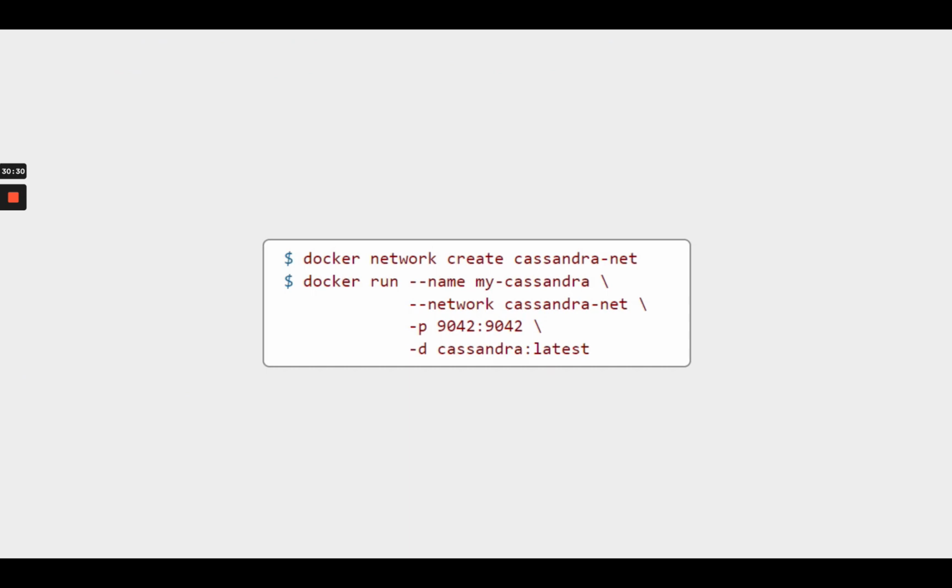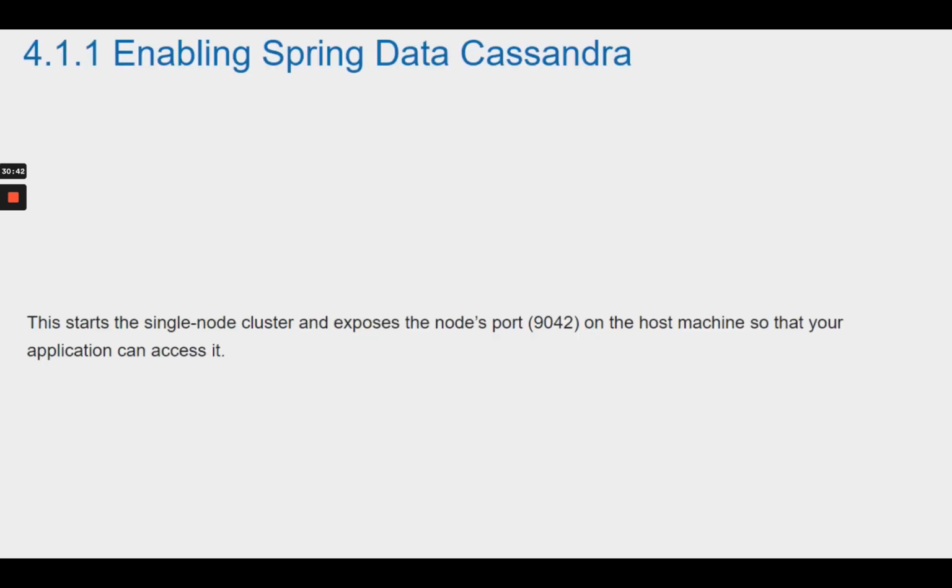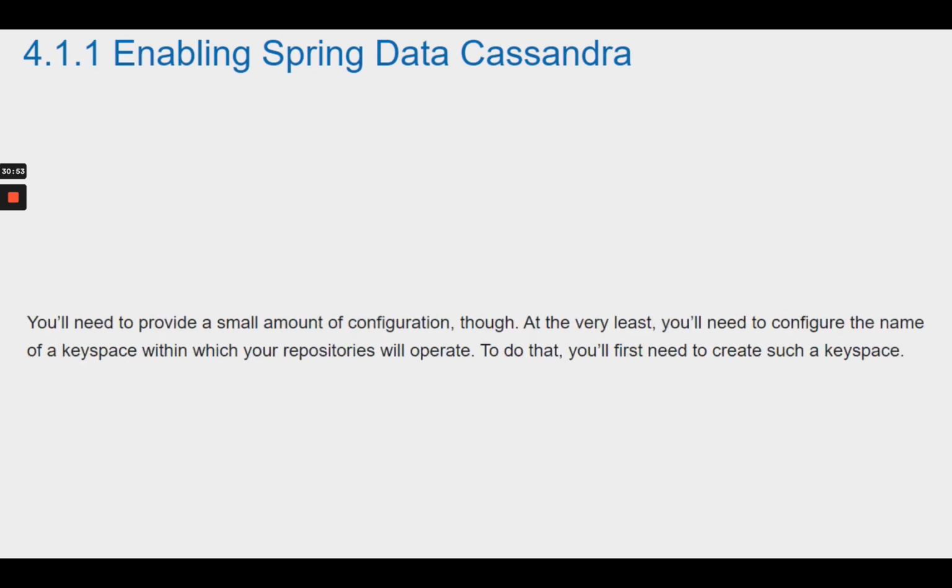Cassandra operates as a cluster of nodes that together act as a complete database system. If you don't already have a Cassandra cluster to work with, you can start a single node cluster for development purposes using Docker, like this. This starts the single node cluster and exposes the node's port, 9042, on the host machine so that your application can access it. You'll need to provide a small amount of configuration, though.